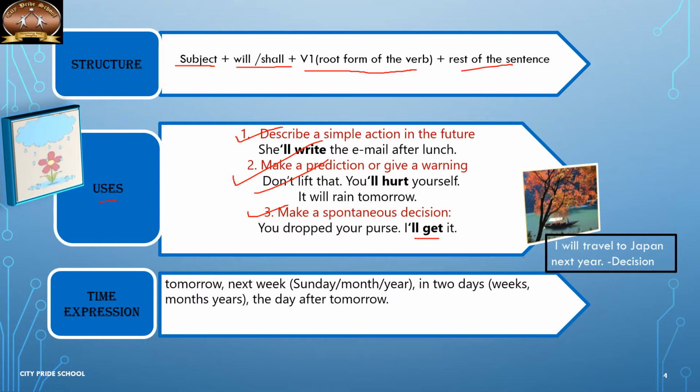Another example of a decision is, I will travel to Japan next year. So this is my decision. Next year I'll be traveling to Japan. The time expressions, see children, in most sentences of future tense, we use tomorrow, next week, next month, in 2 days, next weekend, the day after tomorrow, etc.